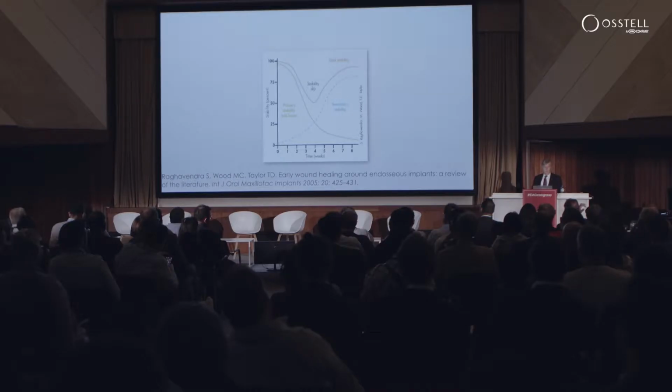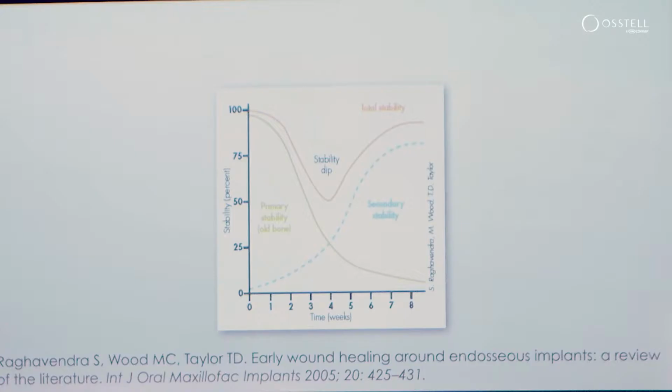From a practical perspective, we need to know what happens to implants as they heal, and over time, we need to infer what's happening at that cellular level, how integration is occurring, and how we can identify what's happening. This is a famous graph that comes from a publication about 15 years ago now that talks about primary stability and how it relates to healing.